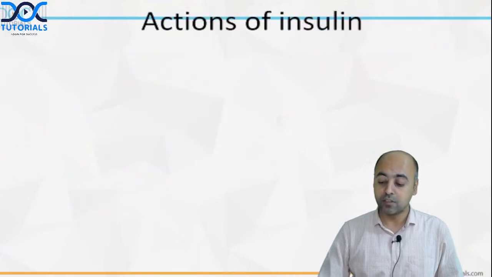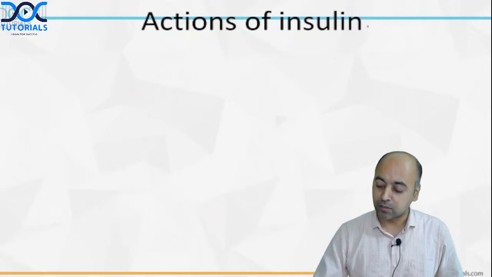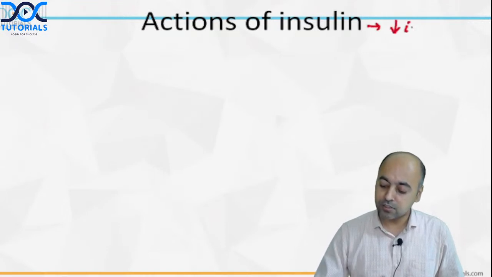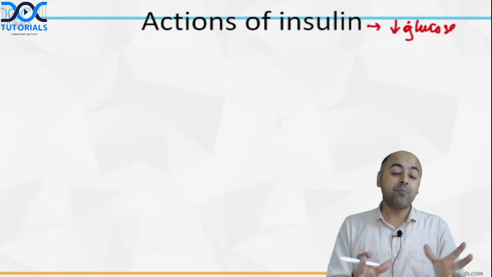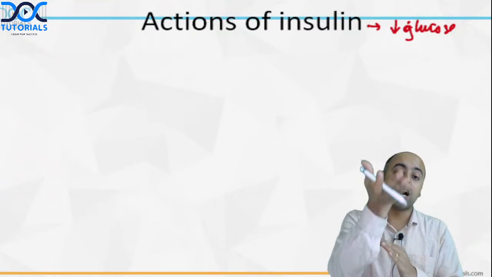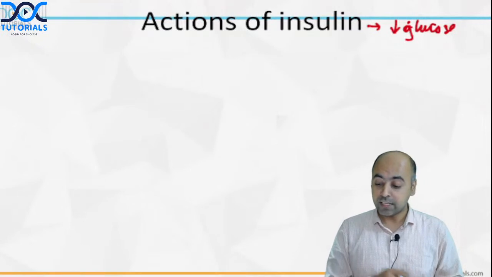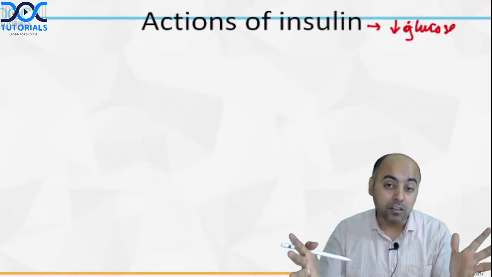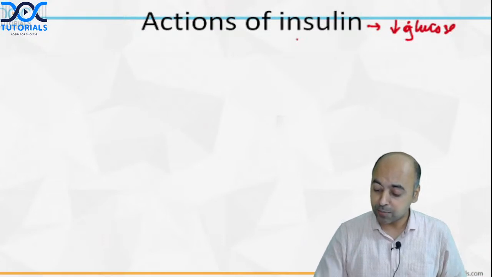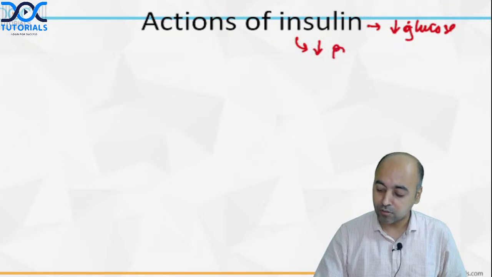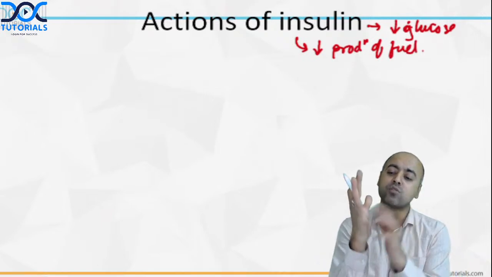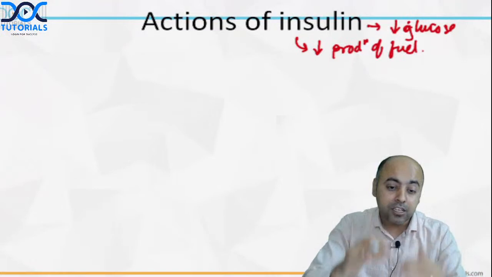So let's see the action of insulin. Before going there, the action of insulin is again very simple. It will decrease glucose, right? We already said that it is going to decrease glucose. So any pathway which is consuming glucose will be upregulated. Second, insulin rises when glucose is abundant. Glucose is the preferred fuel. So the second part is that it will decrease production of fuel. If there is any pathway which is generating fuel, whether it is glucose, fatty acid, or ketone bodies, it will be decreased.